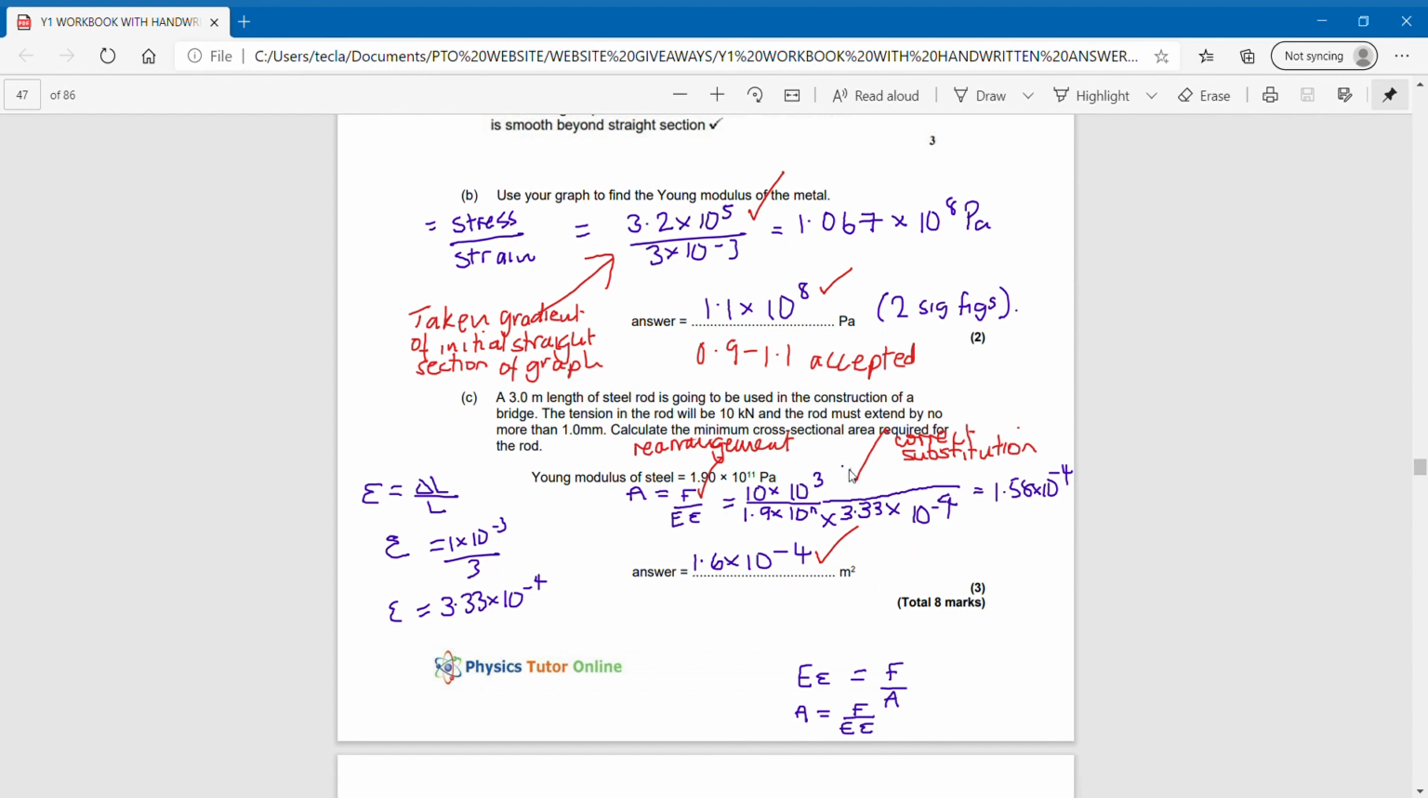So 1 mark for the correct rearrangement, 1 mark for correct substitution of values, and 1 mark for the final value.